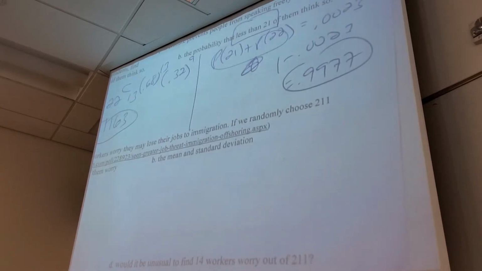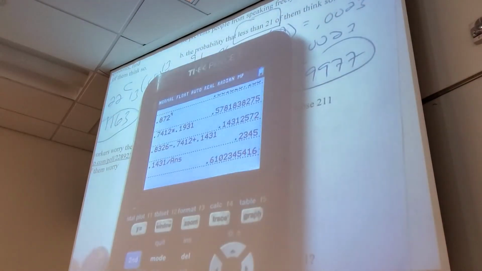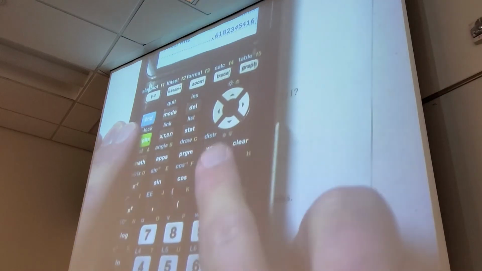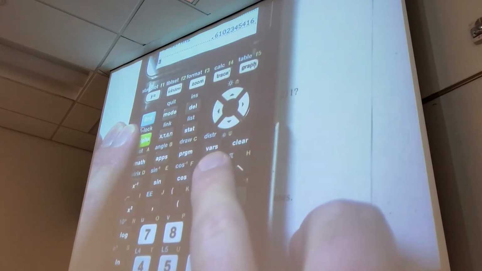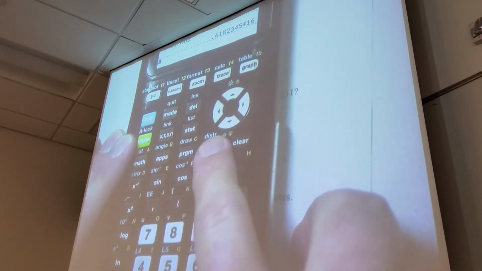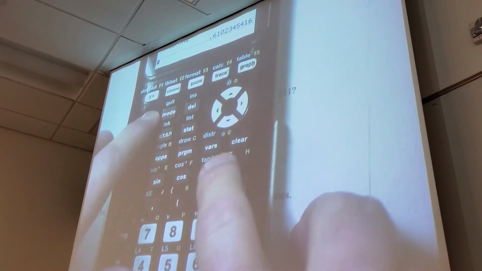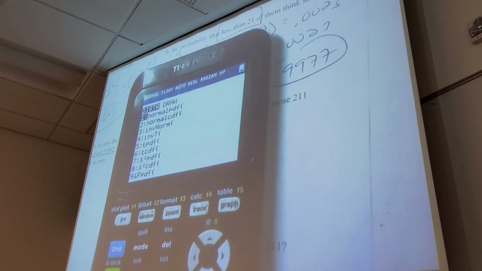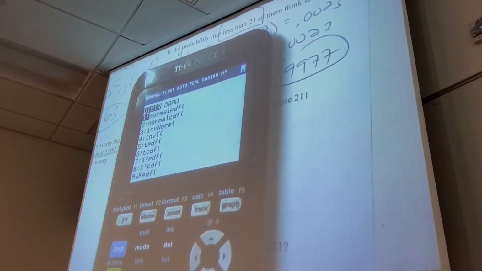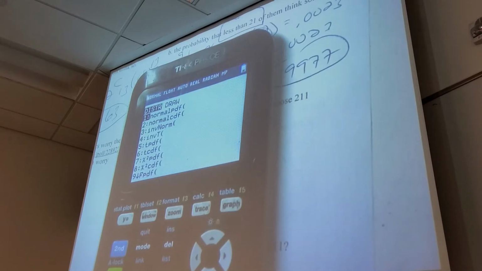Just to show you, I was thinking about whether or not to show you this. There's a very interesting button down here. Above vars, it's probably distributions. If you hit second vars, you get the distributions. Anything look familiar in there? Just a couple things, really. A lot of it doesn't look familiar.